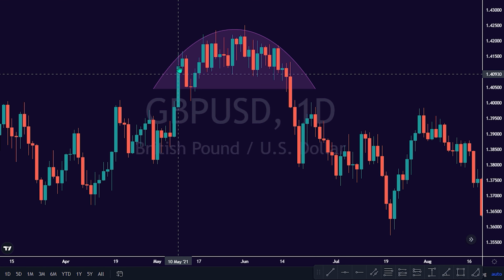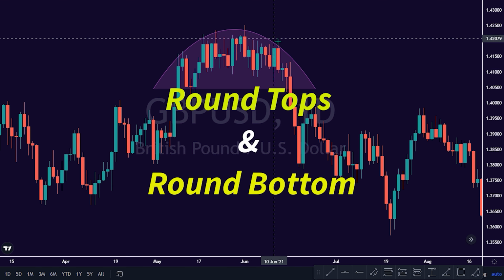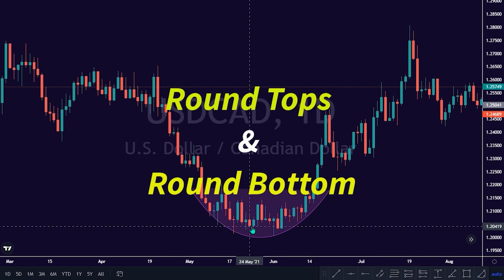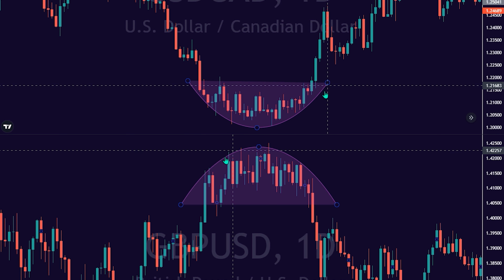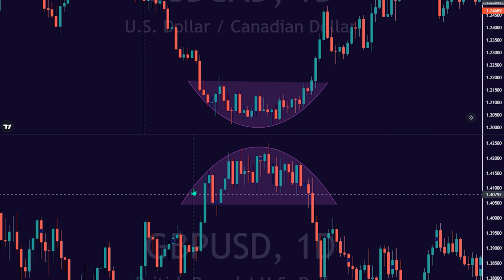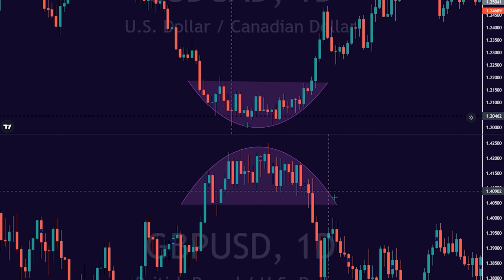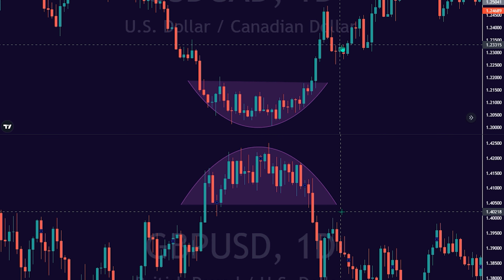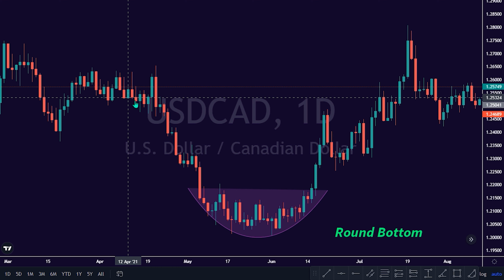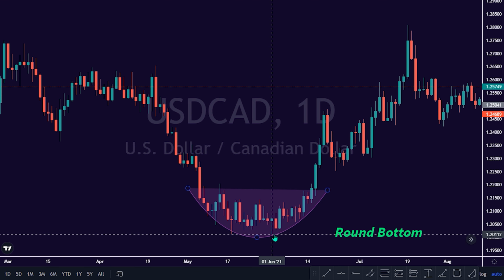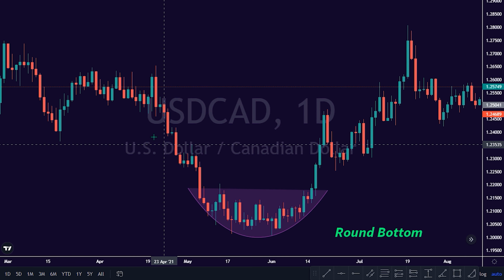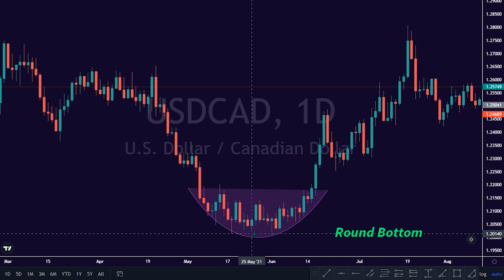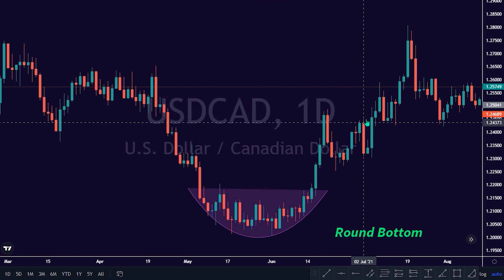The next long-term chart pattern on our list is the round tops and round bottoms. The rounded top and bottom are reversal patterns that help to capture the end of a trend and signal a potential reversal point on a price chart. The rounded bottom pattern appears as a letter U shape. It signals the end of a downtrend and gives the possible start of an uptrend.